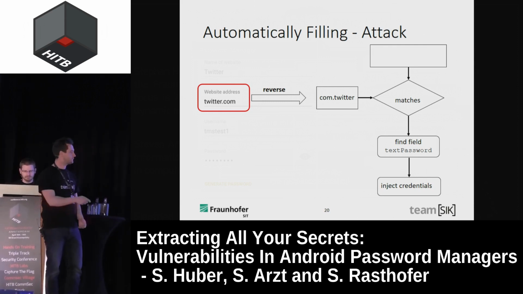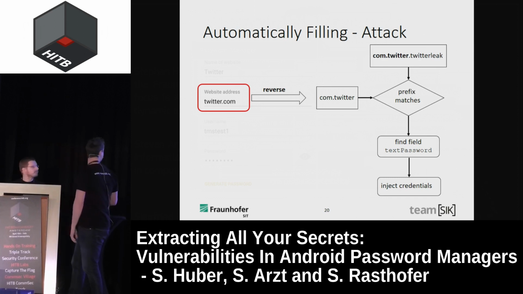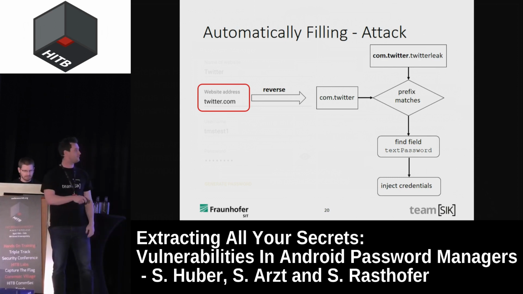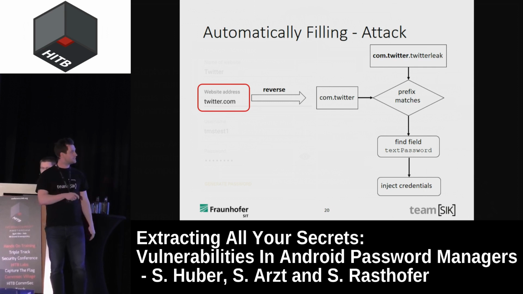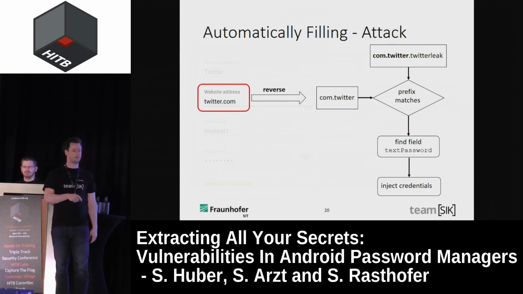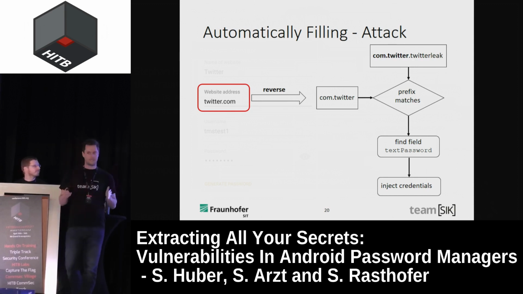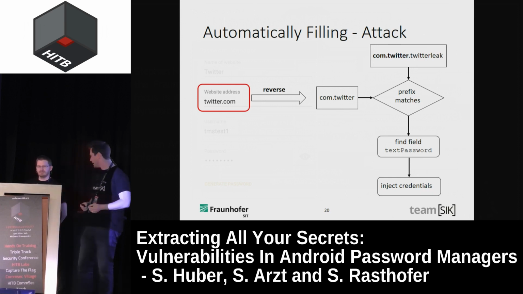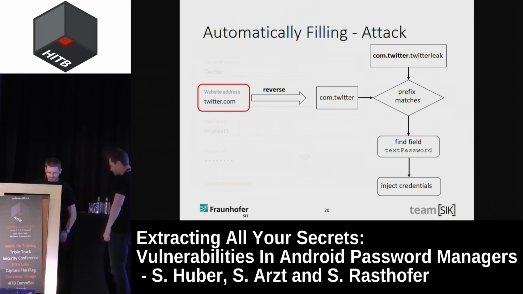But what happens if they only check for the prefix? So they only check for com.twitter and not an equals. This means I can come up with an application, for instance, com.twitter.twitterleaks, com.twitter.hackinabox, whatever. I write an application with a password field in it, I open it, and it magically inserts the credentials of Twitter. And for this, we also have a short demo.